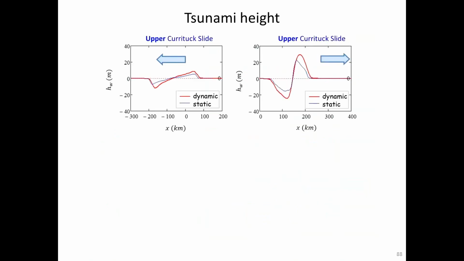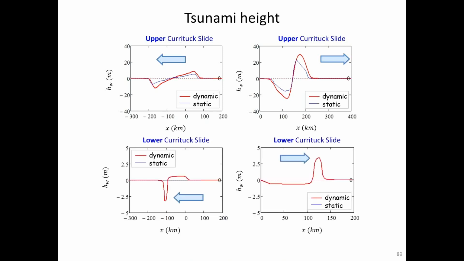So this is the upper slice of the Kurituk slide, and again, the red is the dynamic analysis and the blue is the static analysis. You can see that the dynamic solution has nearly double the magnitude of the slide size and some initial wave velocity. The dynamic analysis tends to have much bigger tsunami wave heights compared to the static analysis.